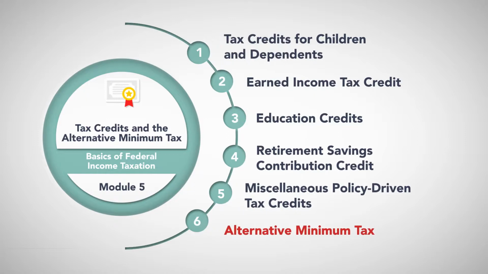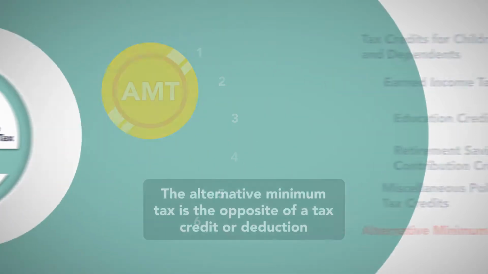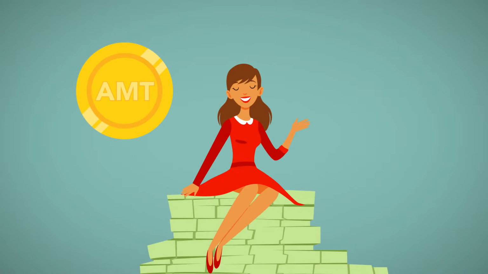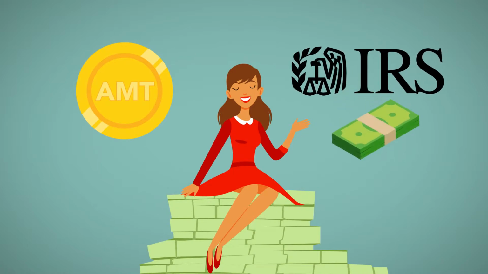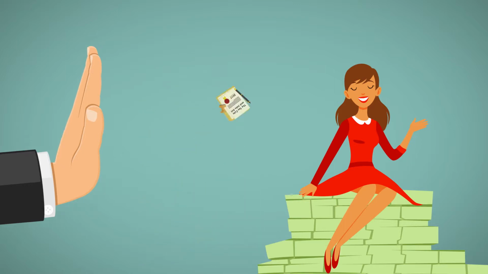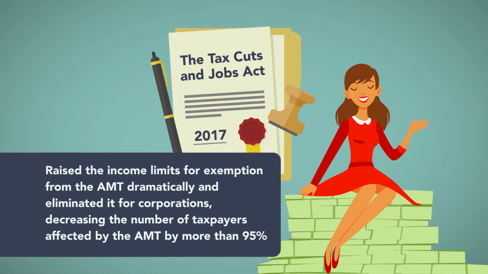Alternative minimum tax. The alternative minimum tax is the opposite of a tax credit or deduction. The AMT is designed to ensure that high-income taxpayers pay at least a minimum percentage of their income in federal income tax. Therefore, it limits the amount by which most deductions can be used to limit the income tax for high-income taxpayers. The Tax Cuts and Jobs Act of 2017 raised the income limits for the exemption for the AMT dramatically and eliminated it for corporations, decreasing the number of taxpayers affected by the AMT by more than 95%.